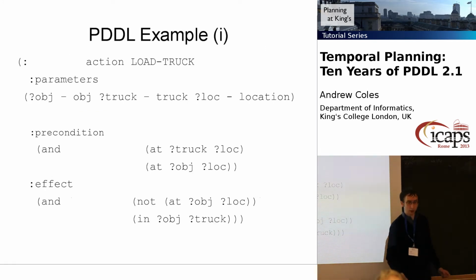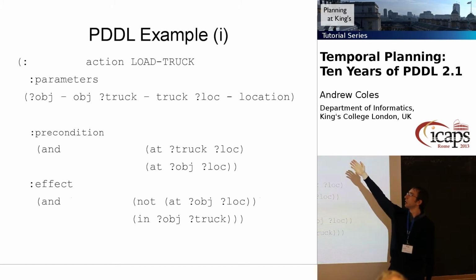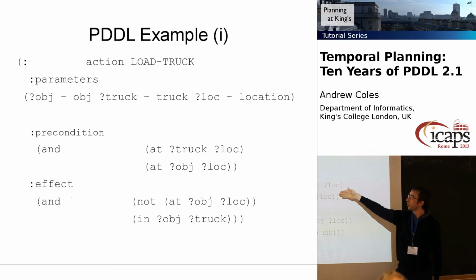So I've allowed myself two slides of PDDL. It's not the nicest syntax to look at, but I couldn't do a tutorial on PDDL without showing you some PDDL. This is a non-temporal action. Hopefully you should all have seen something like this before. We want to load a package onto a truck. The truck has to be at some location. The object has to be at that location. And if we apply this action, then the object isn't at that location and it's in the truck.